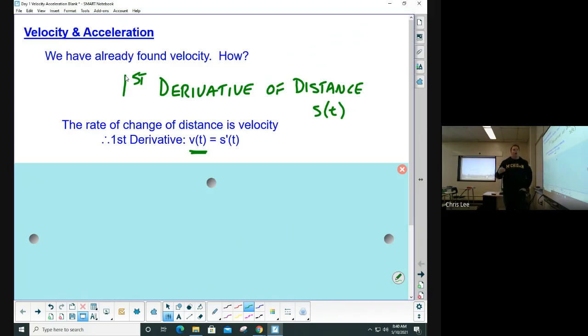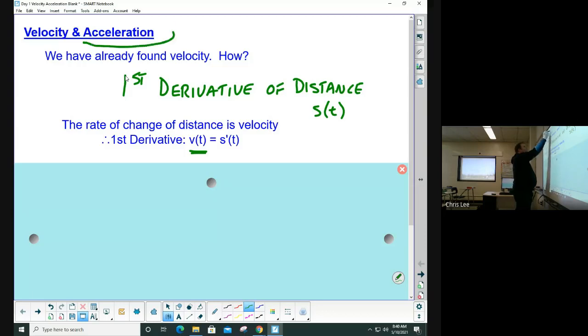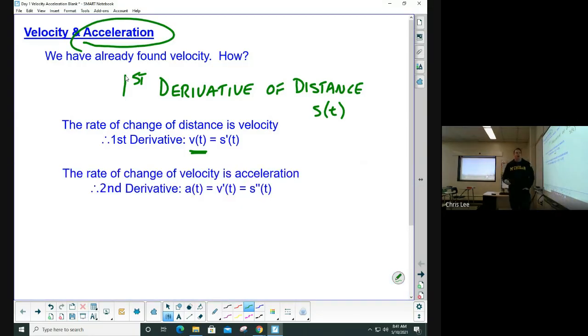Well, if you now have a function that describes velocity, you can also take the derivative of velocity. And the derivative of velocity is the rate of change of velocity. Does anyone know what that's called? Isn't it acceleration? That's right. Big clue in the title, acceleration. And so how velocity changes is acceleration.